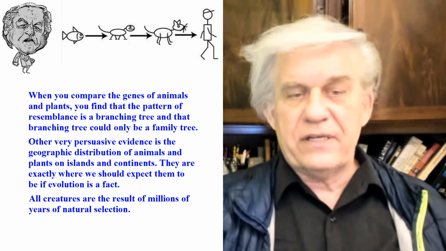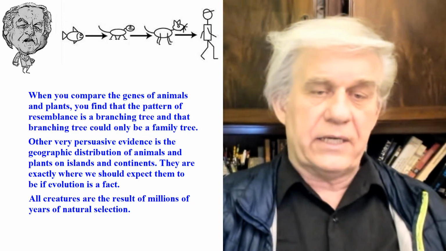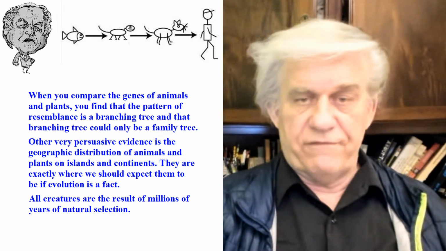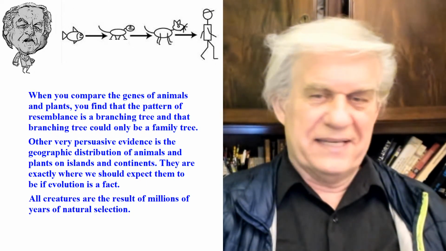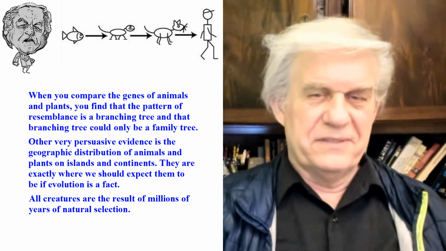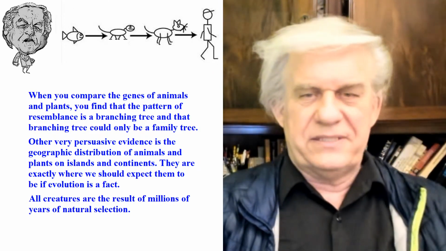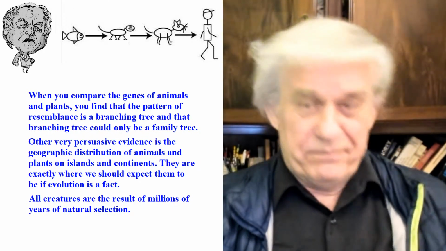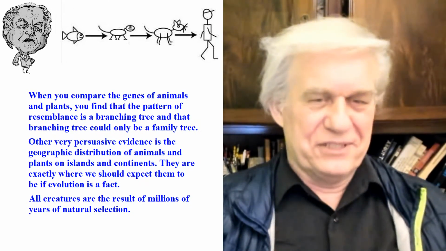Is the geographic distribution of animals and plants on islands and continents. They are exactly where we should expect them to be if evolution is a fact. And again, he can't get rid of those words, evidence and fact. He doesn't really talk about theory, because he knows that people hear theory and say, oh, it's tentative. It hasn't been proven. And he said, no, it's been proven. It's a fact.